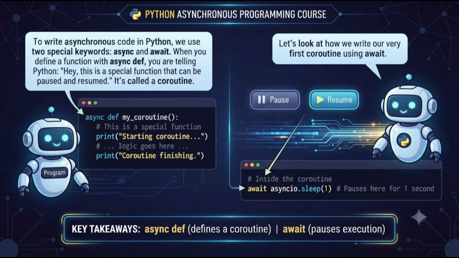To write asynchronous code in Python, we use two special keywords: async and await. When you define a function with async def, you are telling Python, hey, this is a special function that can be paused and resumed. It's called a coroutine. Let's look at how we write our very first coroutine.